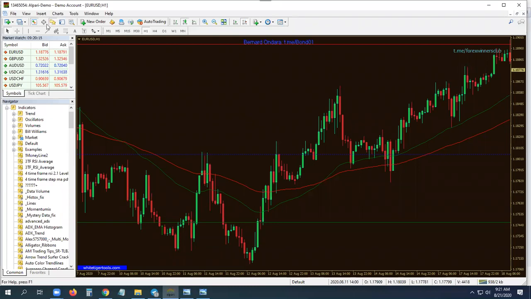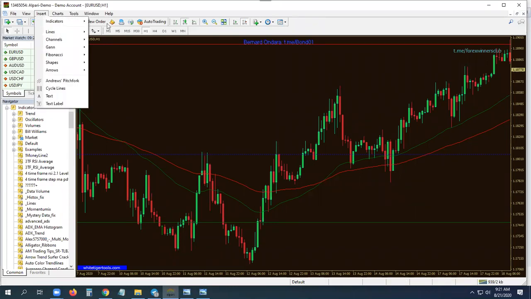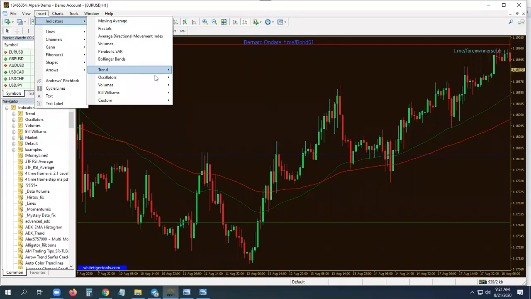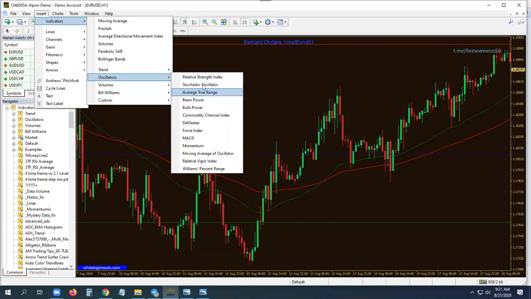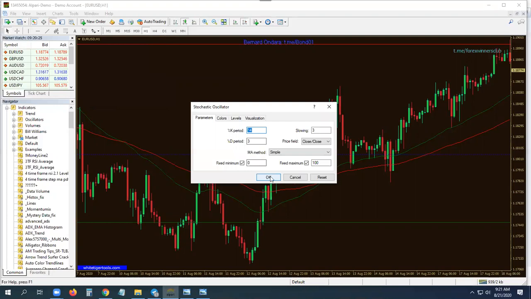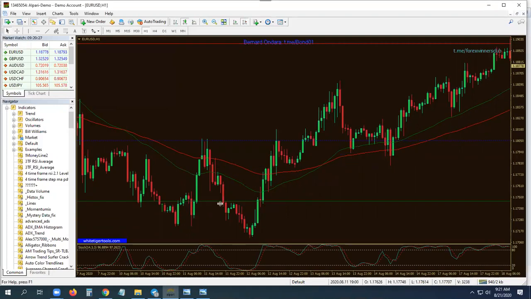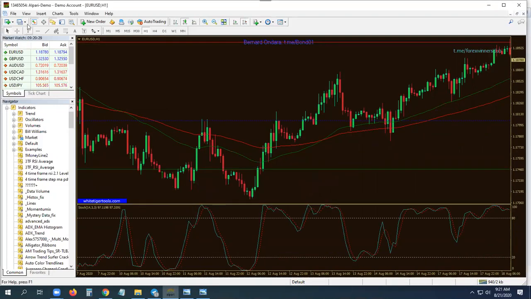And maybe if you feel like that's not enough, you can add an indicator to tell you maybe price is overbought or oversold. If you put a stochastic here, it will be above 80. See, sure enough, stochastic is above 80. Look at that.